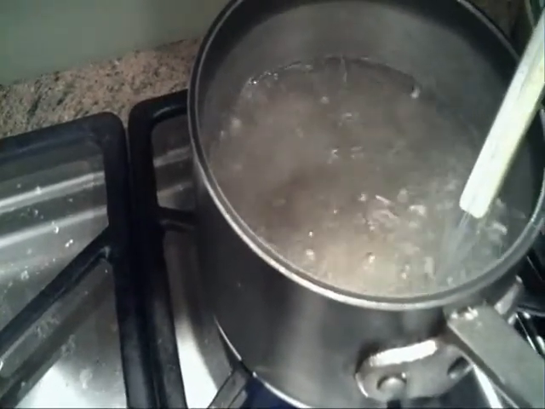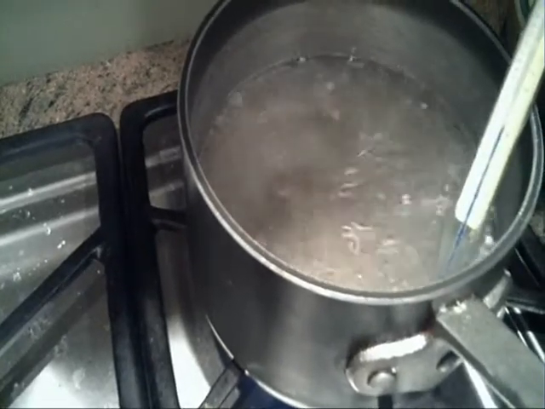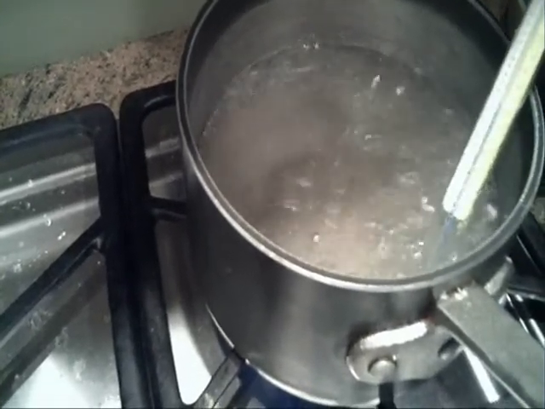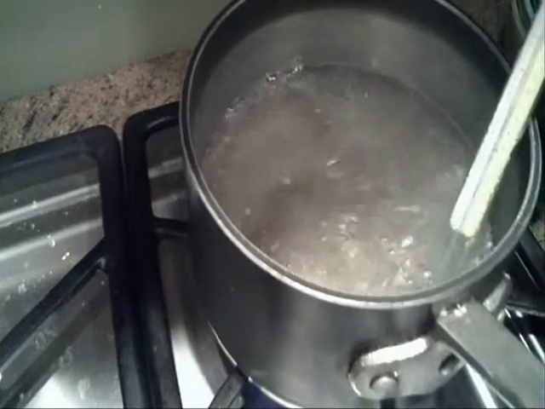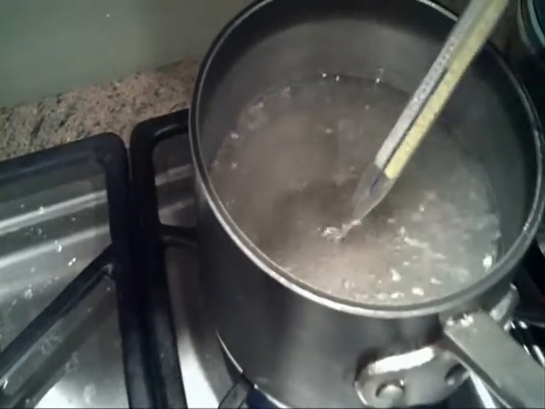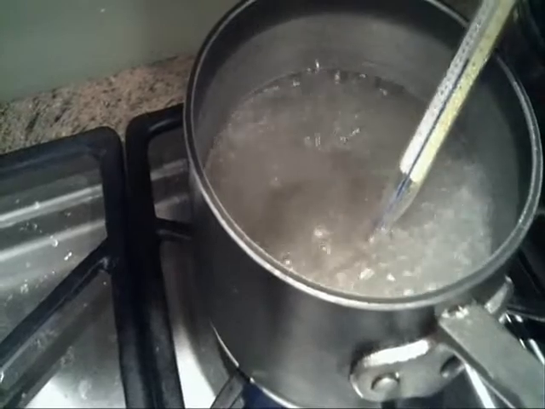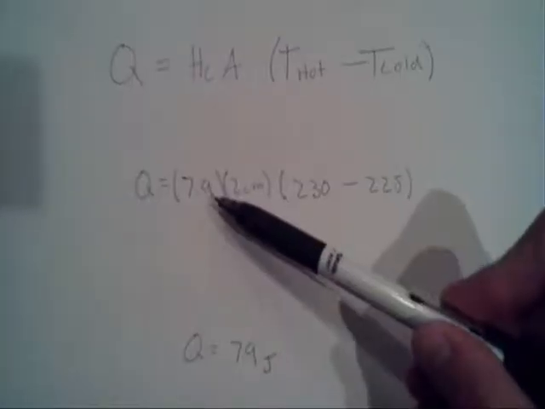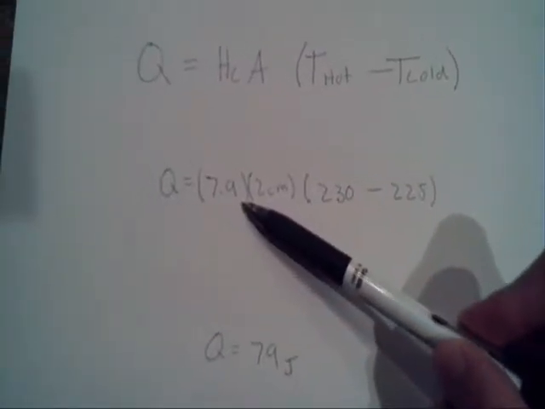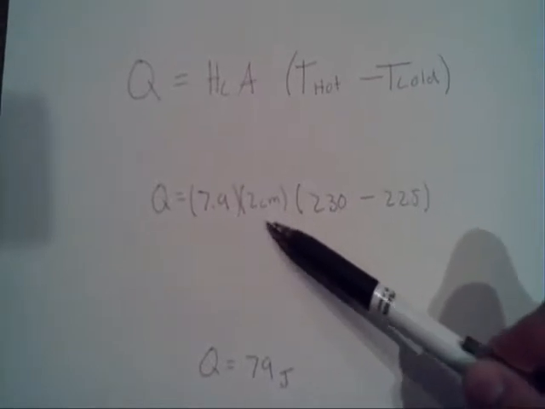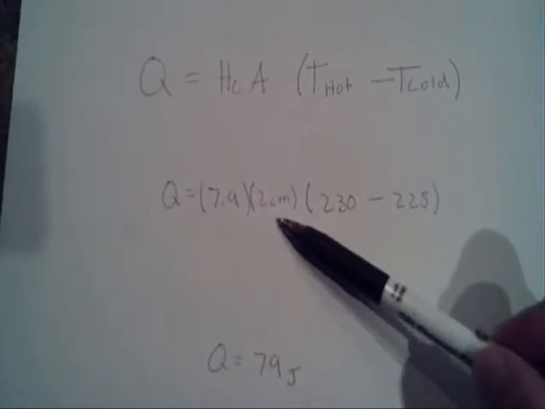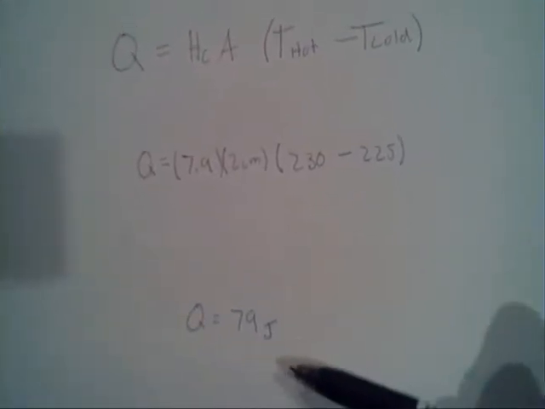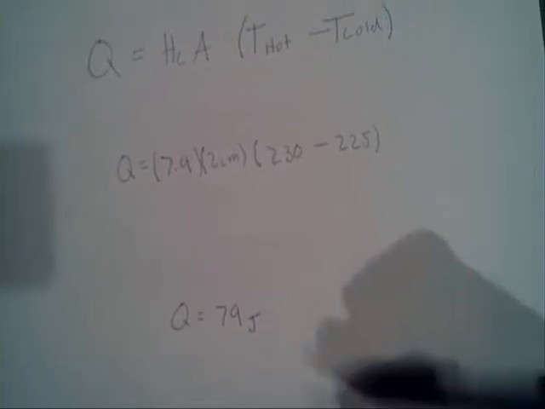The temperature on the sides reads about 230 degrees, and the water in the middle is about 225. Equation here, plugging in 7.9, which is the coefficient of water, and 2, which is the cross-sectional area, and the temperatures, you end up at 79 joules for your final answer.